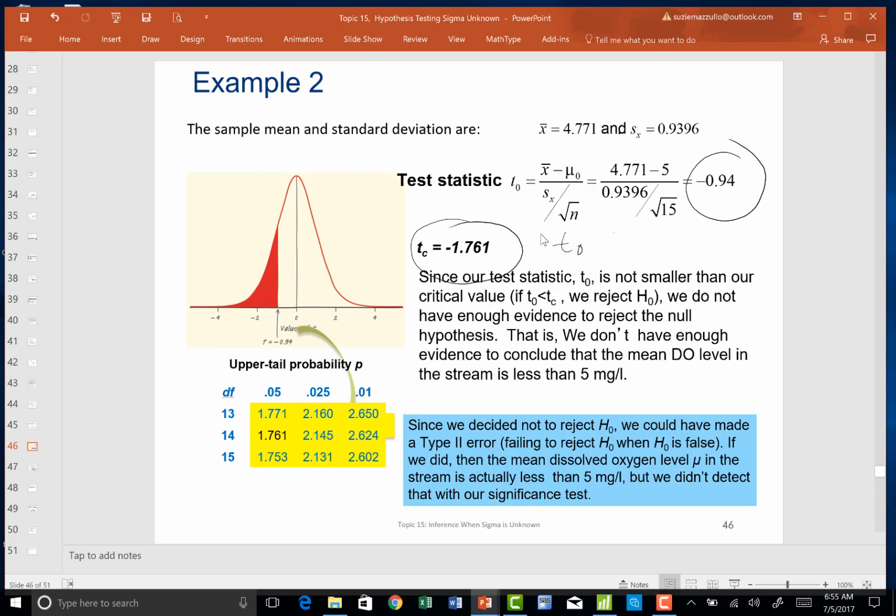T naught is not less than my critical value, so I don't have enough evidence to conclude that the mean is less than 5. So what does that mean in the context of this problem? We don't have enough evidence to conclude that the mean dissolved oxygen level is less than 5 milligrams per liter. So our aquatic life doesn't seem to be in danger.